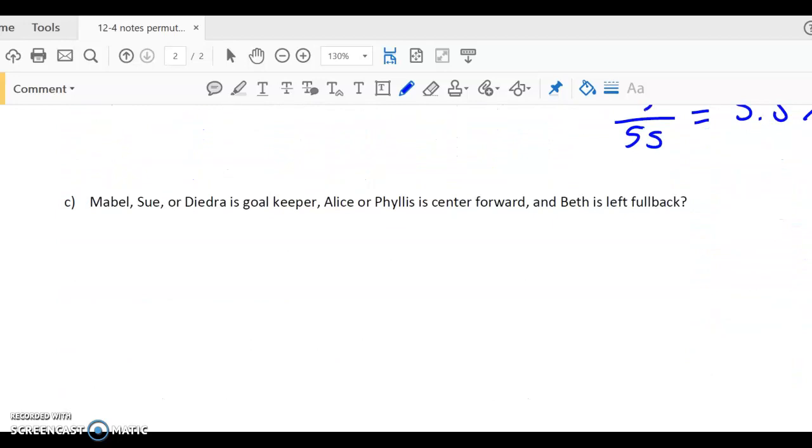Part C. Same scenario as B and A. Mabel, Sue, and Deidre are the goalkeepers. Alice or Phyllis is the center forward. And Beth is the left fullback. So now we've added that Beth has to play left fullback.